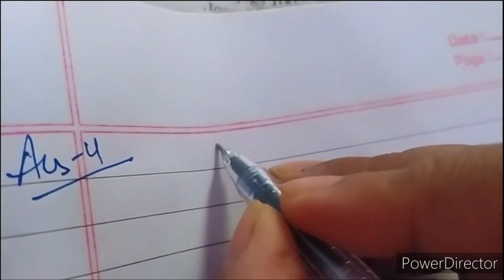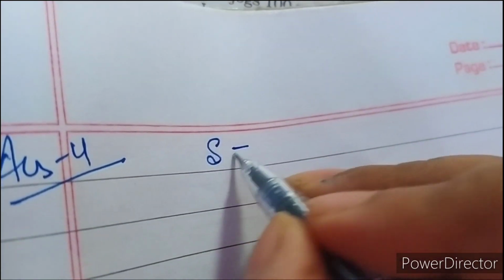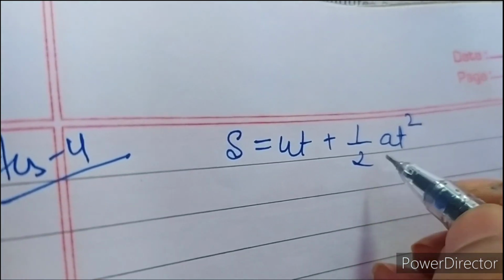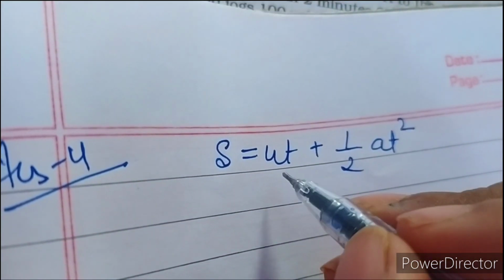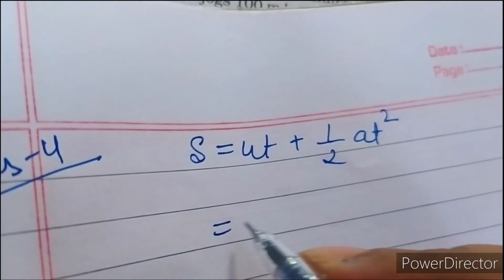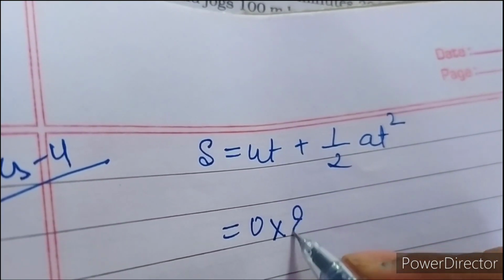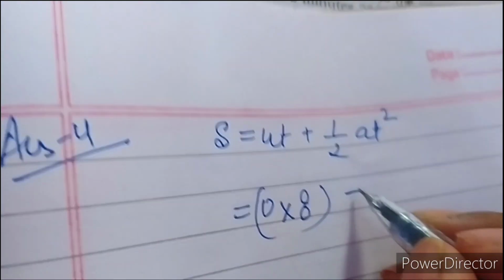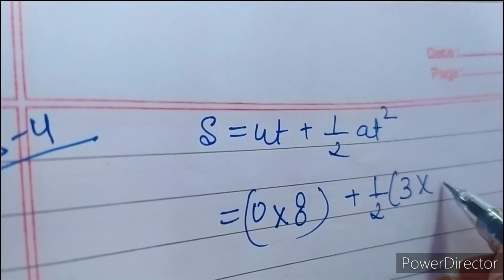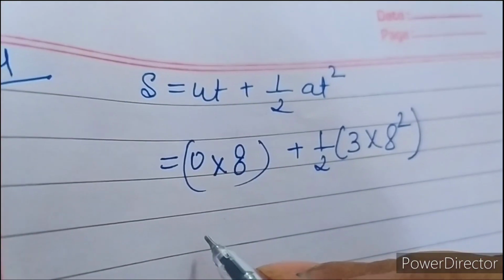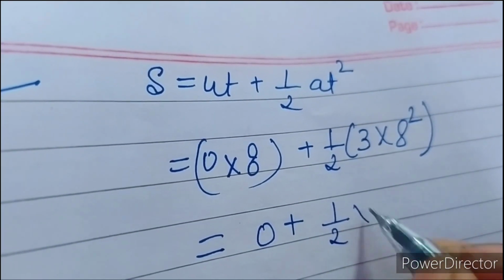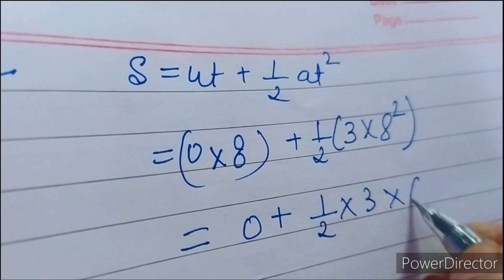Directly we will use the formula, that is S is equal to ut plus half at square, in which you have been given time, you have been given acceleration, and initial velocity is 0 because the motorboat has started from rest, and you have to find the distance. So u is 0 into time is 8, 0 into 8 plus half, acceleration has been given as 3 and time has been given as 8, so 8 square. 0 into 8 will be equal to 0 plus half into 3 into 64.